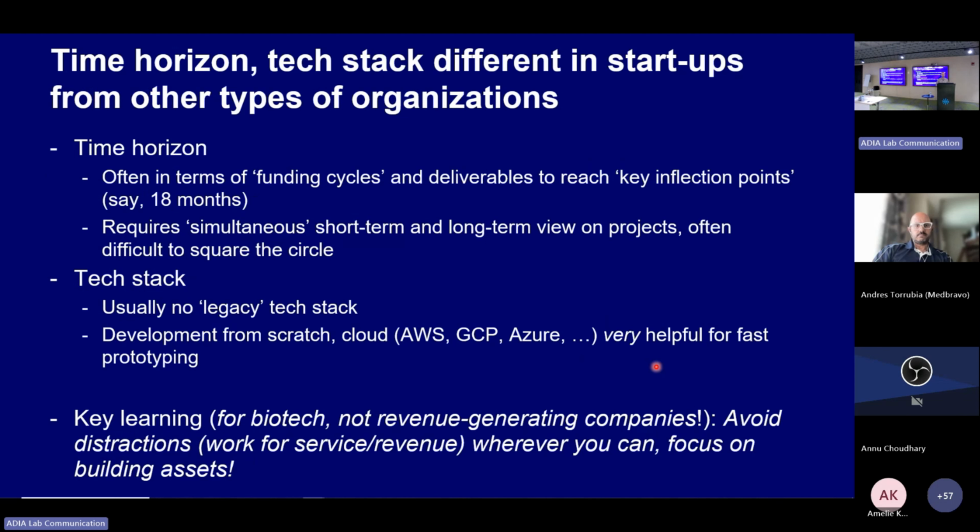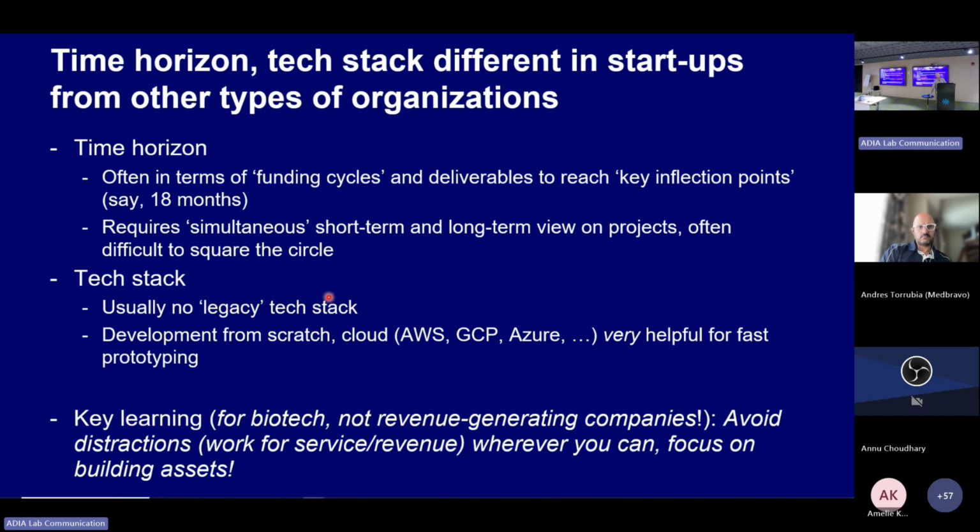What's the learning from the startups in general? So time horizon is different in terms of funding cycles, right? It's an 18 to 24 months funding cycle. At the same time, you need to plan for long term. So it's quite difficult to square the circle sometimes, but you need to address basically 18 months thinking and 10-year horizons at the same time. And that can be actually quite tricky in practice.